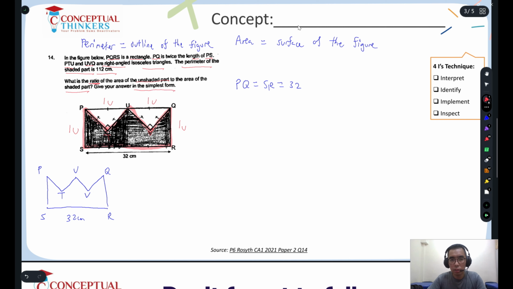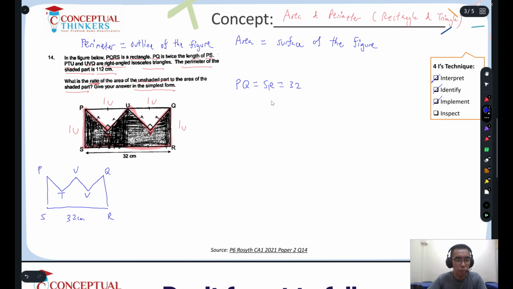For this, the concept is pretty straightforward. It's talking about area and perimeter, and specifically we are talking about rectangle and triangle. Okay, so let's jump into solving the question and implement the steps.